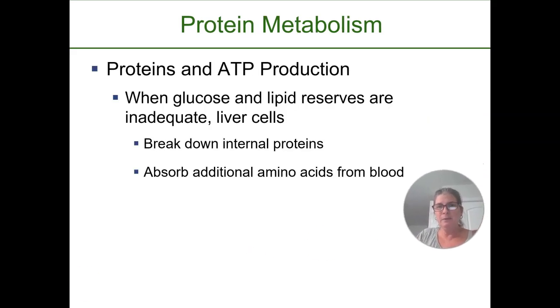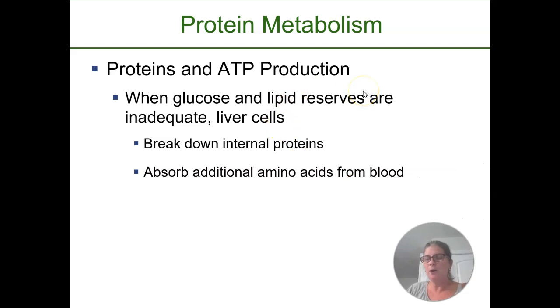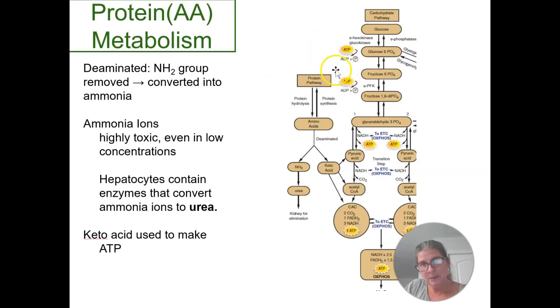And then with protein metabolism, we don't want to burn proteins to make ATP. We have other things we want to use them for. But if you're on a starvation diet, or you're not eating, or you're malnourished, and you don't have the glucose and the fat, you're going to use your proteins for ATP production. And so when we look at what happens for that, we'll look at this pathway.